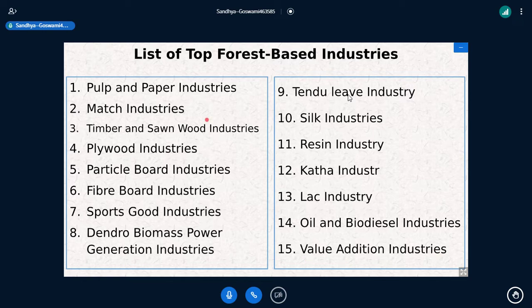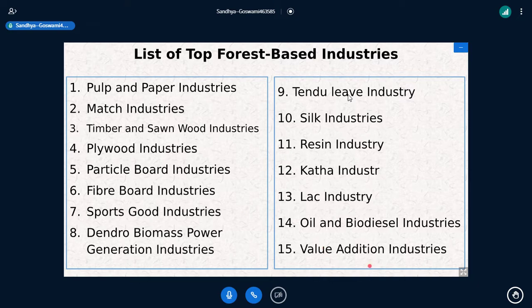Value addition industries kya karengi? Whatever product we are making out of all these industries, these value addition industries have the task to add value in those products, to make those products more attractive for the buyer. Value addition kisi bhi form mein ho sakta hai, usse attractive banane mein ho sakta hai, usko zyada strength provide karane ke liye ho sakta hai. So we have to add value to our final product to make its market bigger. So value addition industries have that task, right?